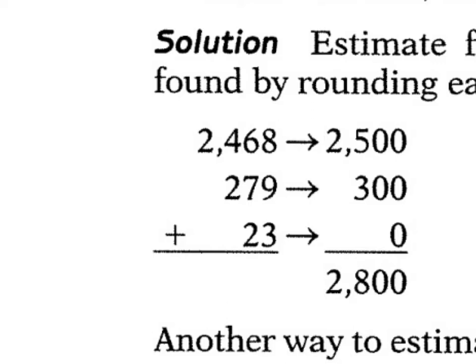So adding our first column, we have 8 plus 9 plus 3, which would be 20. So we put the 0 there and the 2 up top. Then we add 6 plus 7 plus 2 plus 2, which would be 17. Then we would add 4 plus 2 plus the 1 on top, so this would be 7. And then we would just add 2. So we have 2,770. That's our answer.